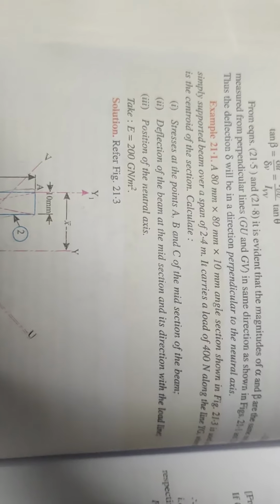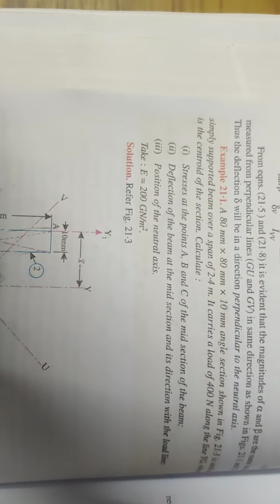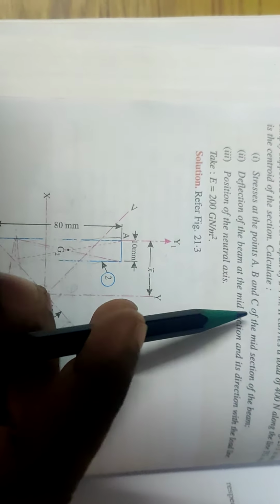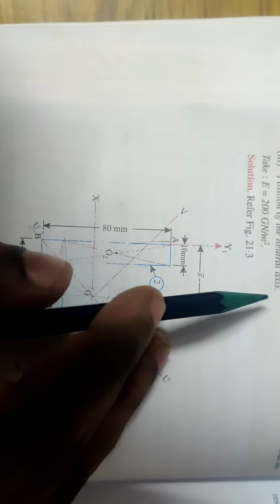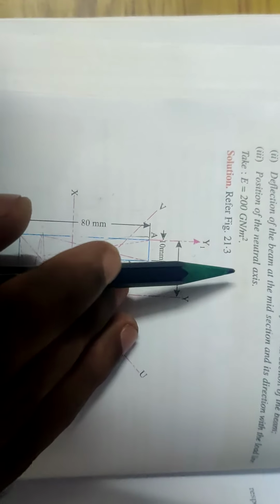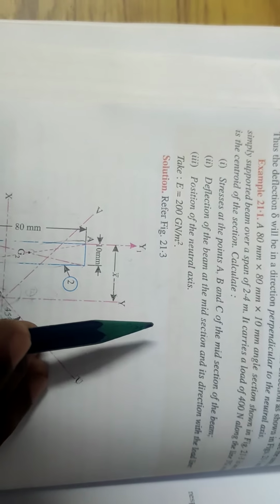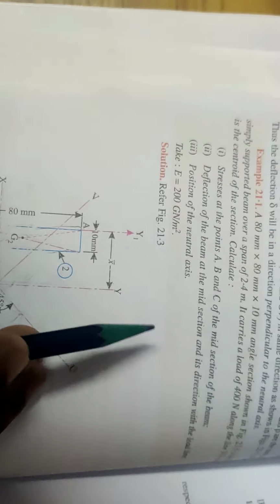Hi students. In the last video lecture I started a problem of an equal angle section. For this problem we have to calculate stresses at points A, B and C, the deflection of the beam at the midsection, and the position of the neutral axis. This problem comes under the topic unsymmetrical bending.